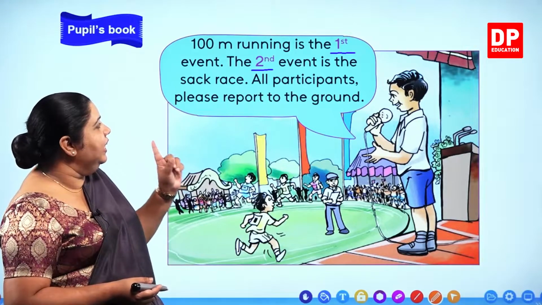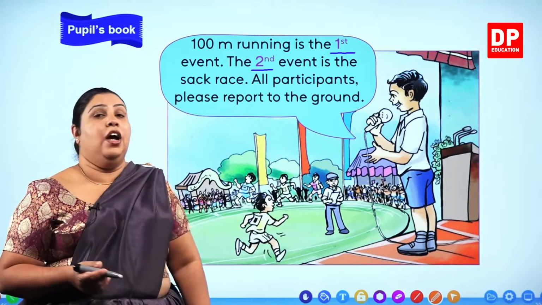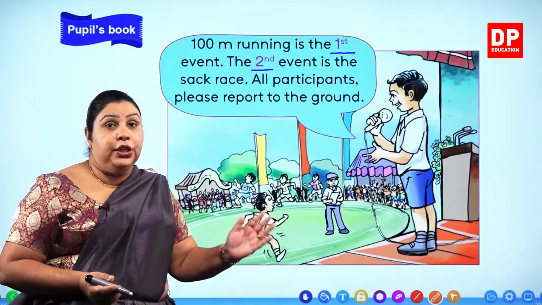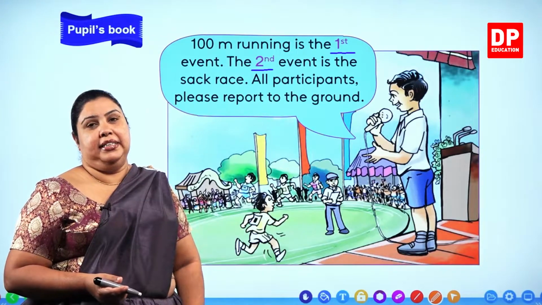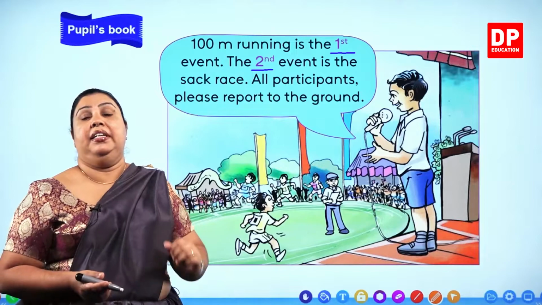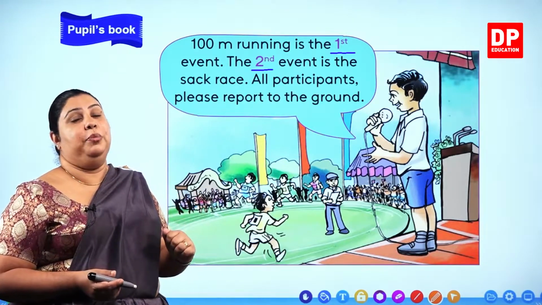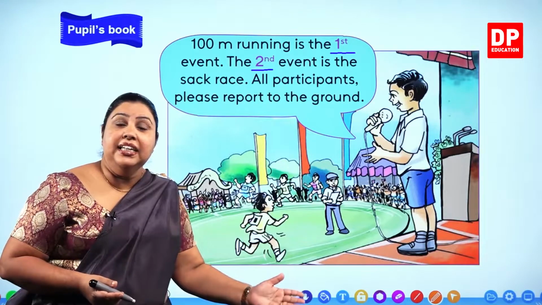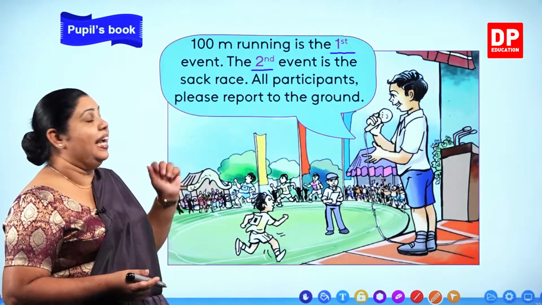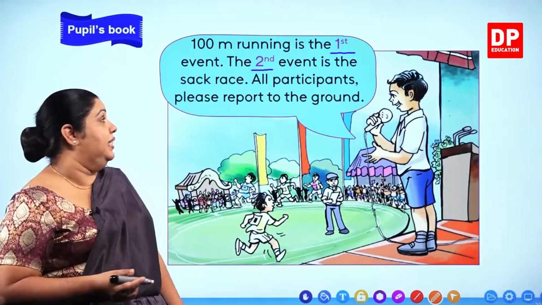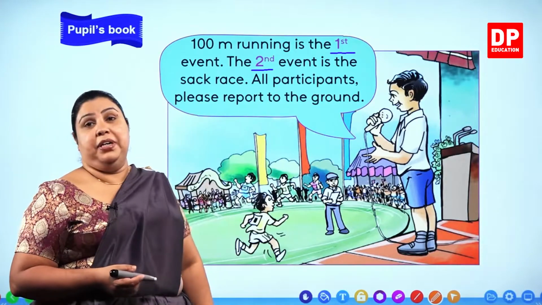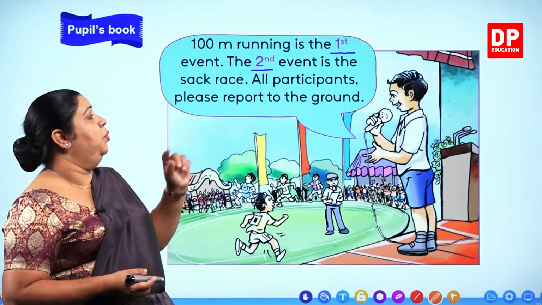So the second event is the sack race. Now here they don't say the two event is the sack race. They don't say the one event is 100 meters. They say first event is 100 meters running. The second event is the sack race. And it says all participants, please report to the ground.